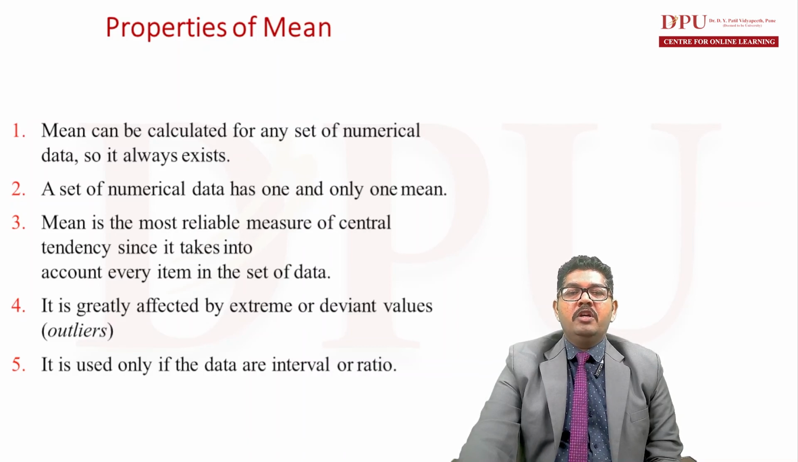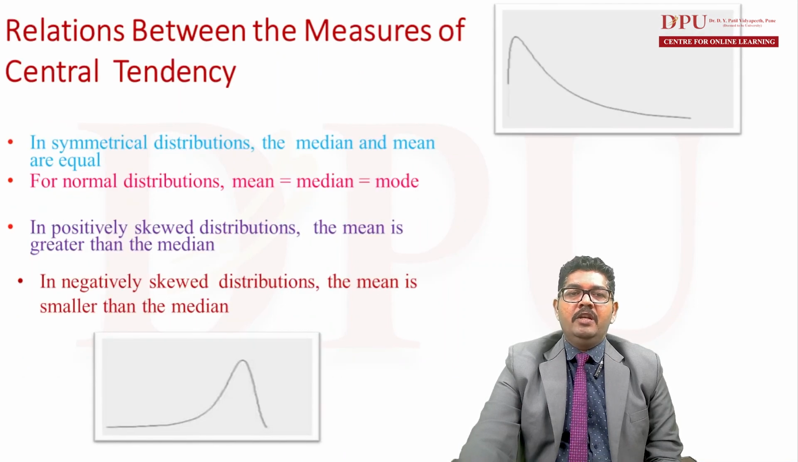Mean is the most reliable measure of central tendency since it takes into account all the observations in a data set. It is greatly affected by extreme or deviant values, outliers. So if there are extreme values, then these extreme values affect the value of the mean. The mean is used only if the data are interval or ratio scale. So mean can be used if the data are interval or ratio scale.